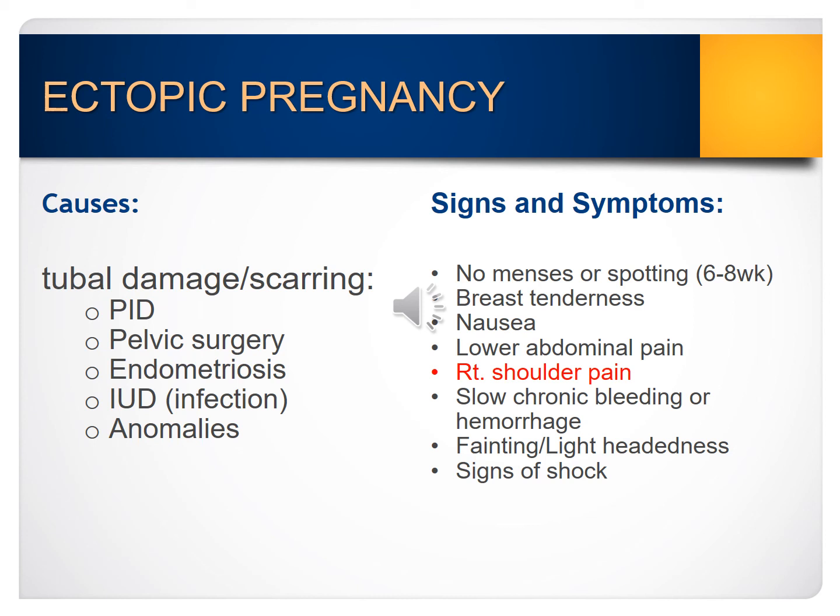And so women can present with some bleeding, some spotting. They'll have right shoulder pain as a cardinal sign. If you have a woman who has a positive pregnancy test who's complaining of right shoulder pain, this is referred pain, and it could signal that there's some peritoneal bleeding, that a tube has ruptured. And so she may have lightheadedness and may show signs of shock if the tube has actually ruptured and she's having some bleeding.